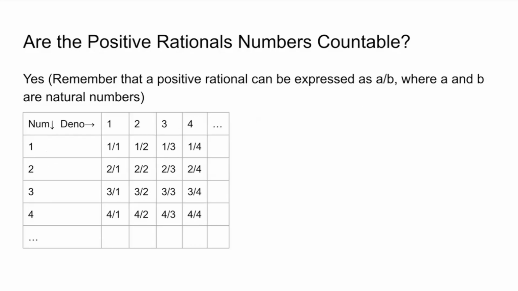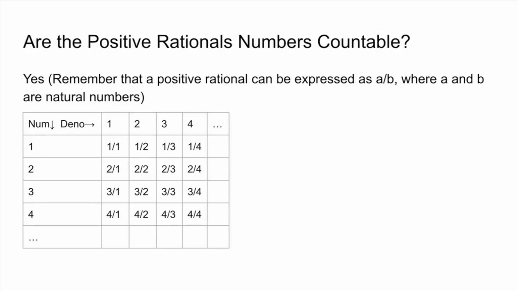Now, what about the positive rational numbers? This one's more tricky, but the answer is still yes. Remember that a positive rational can be expressed as A over B, where A and B are natural numbers, so we can write them down in a 2D table, with the rows representing the numerator and the columns representing the denominator. And now how can we enumerate this?